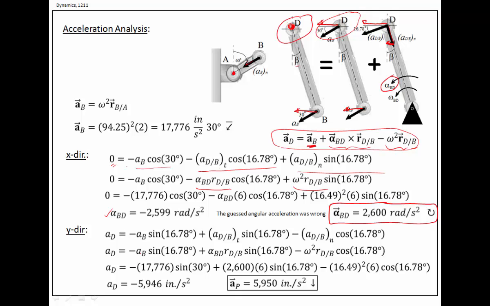Now, knowing that, I can go to the y direction, and now I can complete my problem by finding the acceleration of this piece right here. I end up finding that it's in the downward direction, negative 5,946 inches per second squared. So that's what ends up being the answer right there. I know it seems like a really long and involved process, but it's really just taking the time, being very careful and methodically marching through the problem.